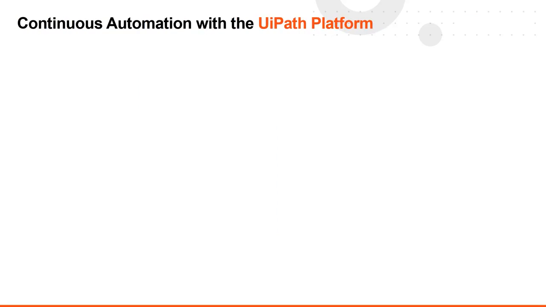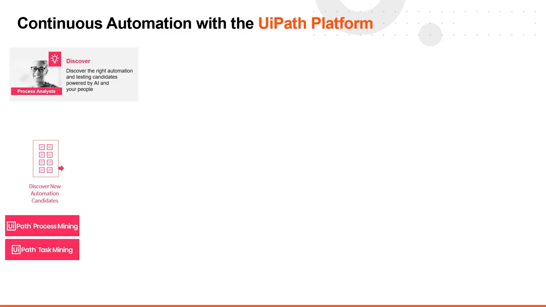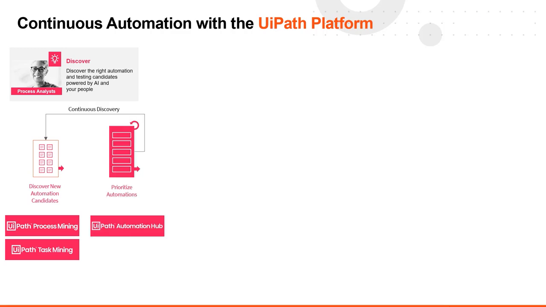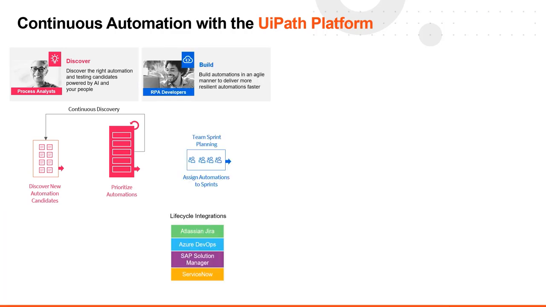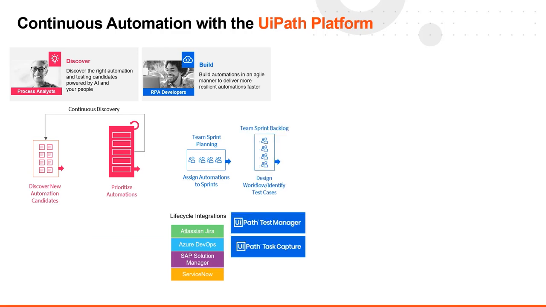Let's see how the UiPath platform allows us to adopt a continuous approach to reduce risk and improve quality. The business analyst works in a business to identify candidates for process automation. Then the RPA COE reviews and prioritizes the automation candidates and adds them to automation backlog. Then the COE assigns them to RPA development teams. RPA developers then define requirements and design the workflows.